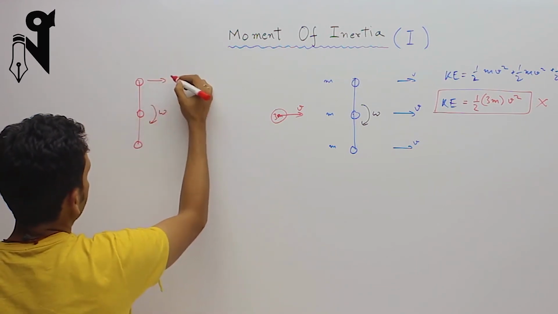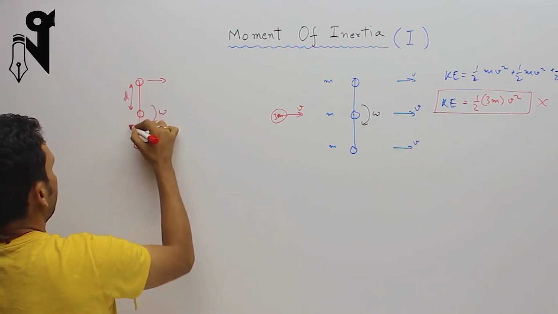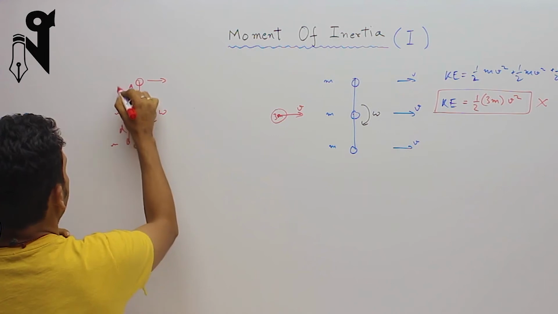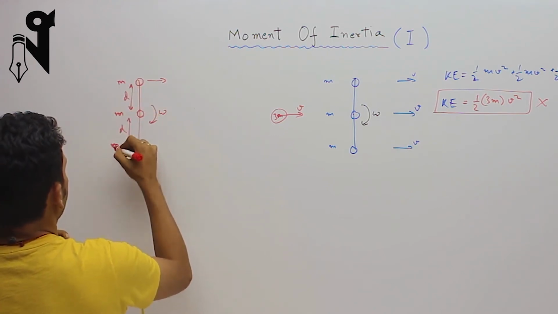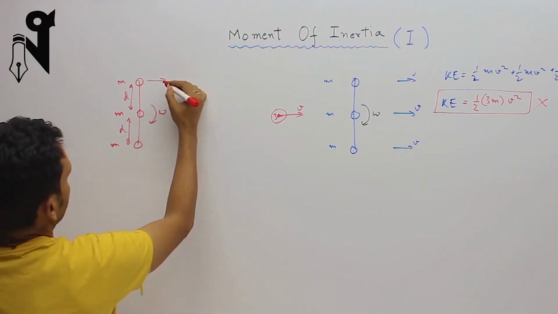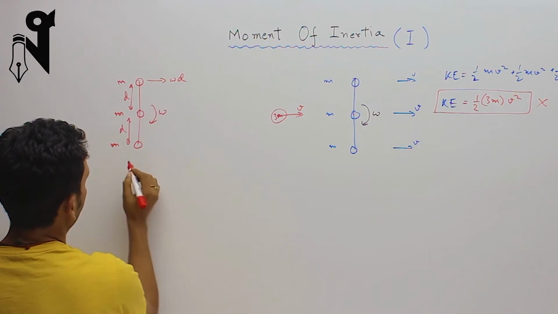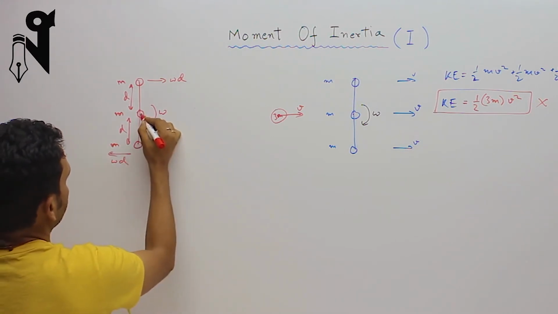The top mass is having some velocity. Say this distance is d. This distance again is d. I'm just keeping the same variable m, so that the calculations whatever we are writing are absolutely simple. So the velocity of the topmost part is omega times d, the velocity of the bottommost part is backwards omega times d, and the velocity of this is 0.